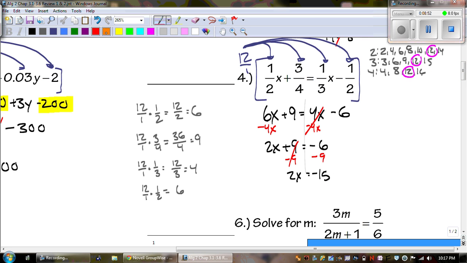And then the last step would be to divide by 2. And since when we divide that, we get a decimal, Ms. Carranza talked about in class how we're going to leave it as a fraction. So we get negative 15 over 2 as our final answer.